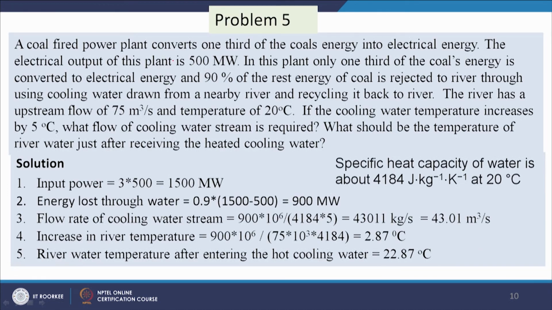Now, problem number 5. A coal fired power plant converts 1/3 of the coal's energy into electrical energy. The electrical output of this plant is 500 megawatt. In this plant only 1/3 of the coal's energy is converted to electrical energy and 90% of the rest of the energy of coal is rejected to the river, using cooling water drawn from a nearby river and recycling it back to the river. The river has an upstream flow of 75 meter cube per second and temperature of 20 degree centigrade. If the cooling water temperature increases by 5 degree centigrade, what flow of cooling water stream is required? What should be the temperature of river water just after receiving the heated cooling water?